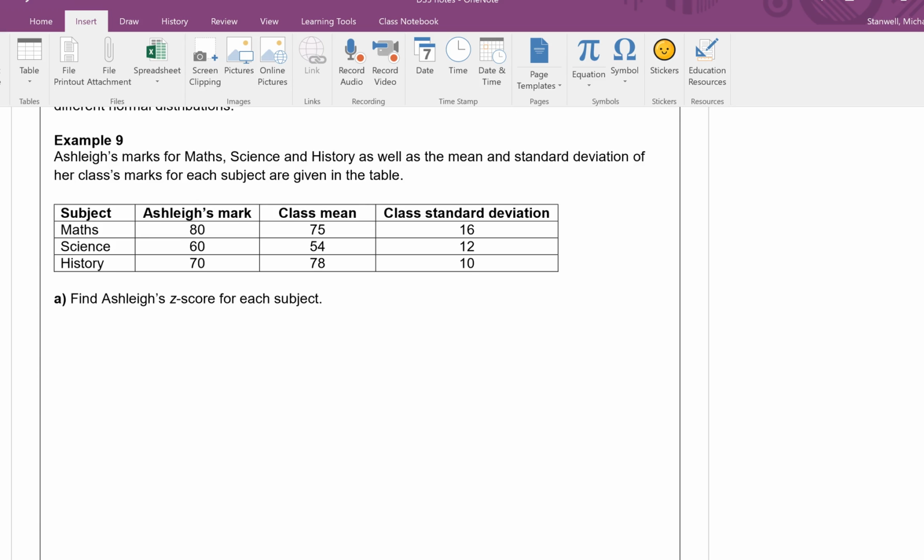So we have a look here in this example. I've got Ashley's marks for math, science and history, 80, 60 and 70. You would think, oh well, math's probably the best, science is the worst, history's in the middle. We can look at the mean, and I could probably quickly rule out, well, history was below the class mean, so that's probably not as good. But is 60 compared to 54 better, or 80 compared to 75? Well, with these standard deviations, let's calculate them, and that will give us a clearer idea.